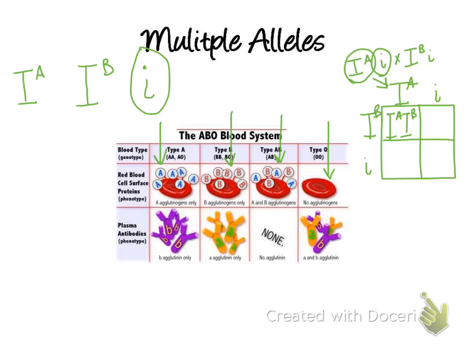I'm going to pause this so it's like magic. Ta-da! So what you can end up with, it is possible for a heterozygous A individual and a heterozygous B individual to come up with an equal chance for type AB, for type B, for type A, and for type O.